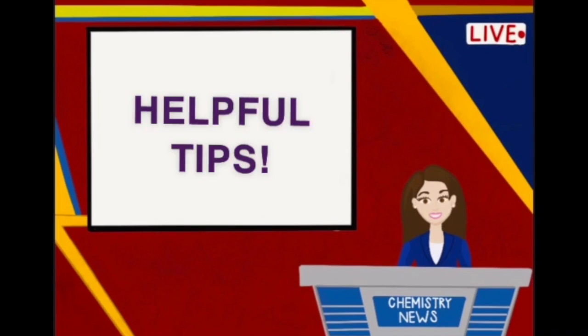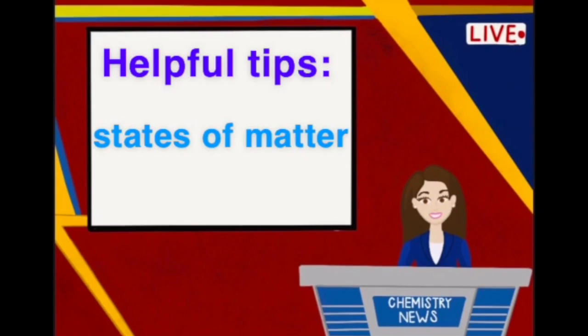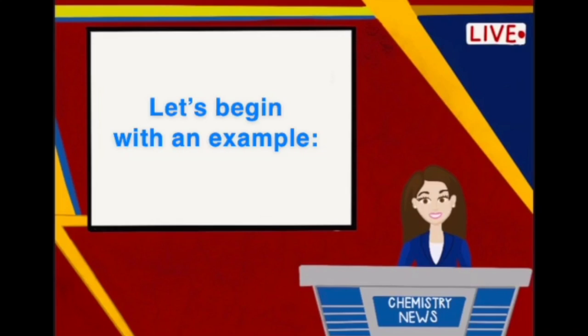Some helpful tips when it comes to writing net ionic equations are to always remember that solids are not written as ions. It is also important to always include the states of matter. Although it is not always required, it is important to make a habit of doing so. Now, let's begin with an example.